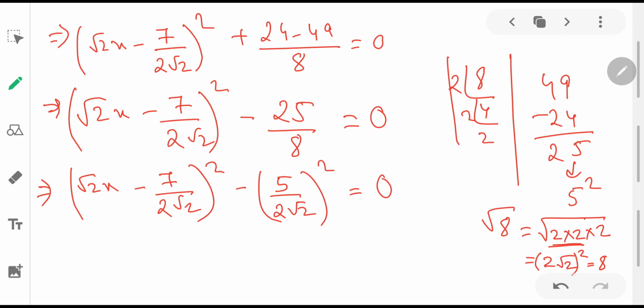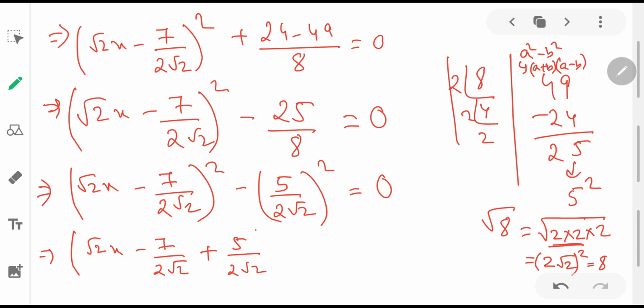Now it is in what form? It is in the form of a square minus b square. What is the formula for a square minus b square? It is (a plus b) into (a minus b). So just put it in that form. So root 2x minus 7 by 2 root 2, this is a, plus b. What is b? B is 5 by 2 root 2, this is a plus b. Let's do a minus b, which is root 2x minus 7 by 2 root 2, a minus 5 by 2 root 2 equals to 0.